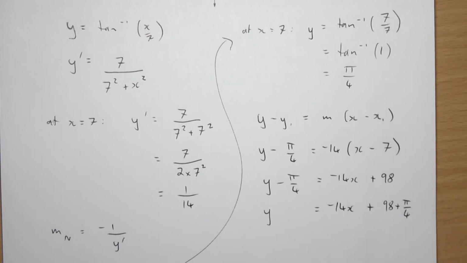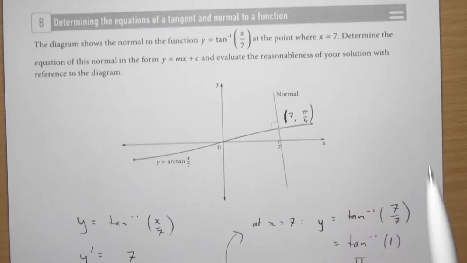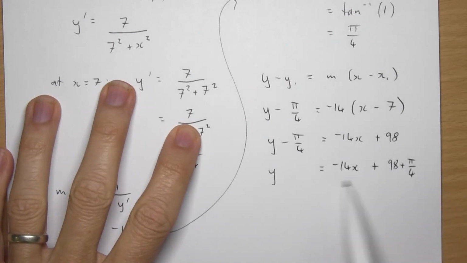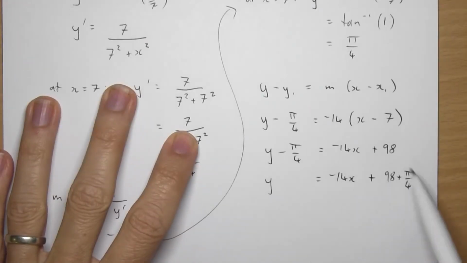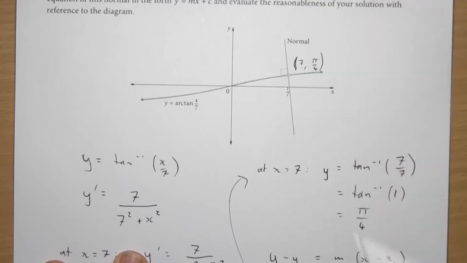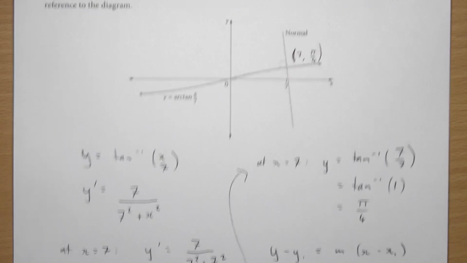The last thing the question told me to do was evaluate the reasonableness. Does this look reasonable according to the diagram? Yes, it does. The gradient looks steeply negative, and the y-intercept is very high up, and it looks like it would be a long way up. So yes, that is reasonable. And I should probably write that.